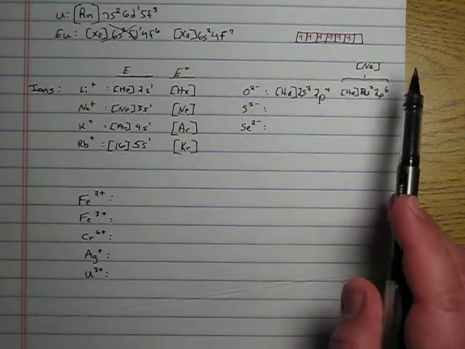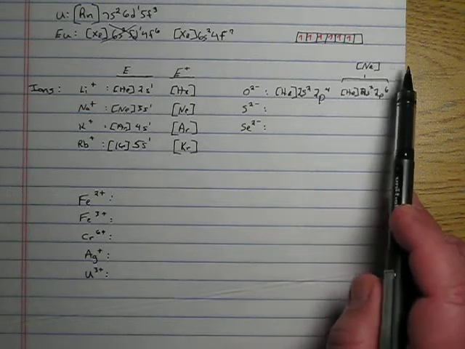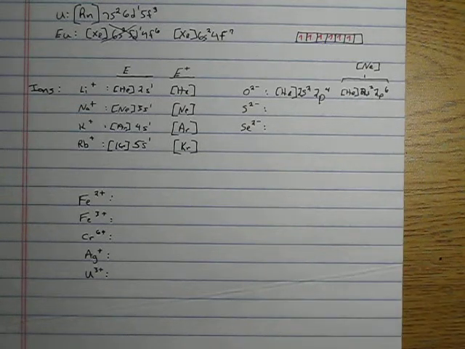That being said, I know there are chemists who do write it as neon core because it is isoelectronic, has the same electron configuration as neon, and so that is acceptable. I don't like it, but it's acceptable.